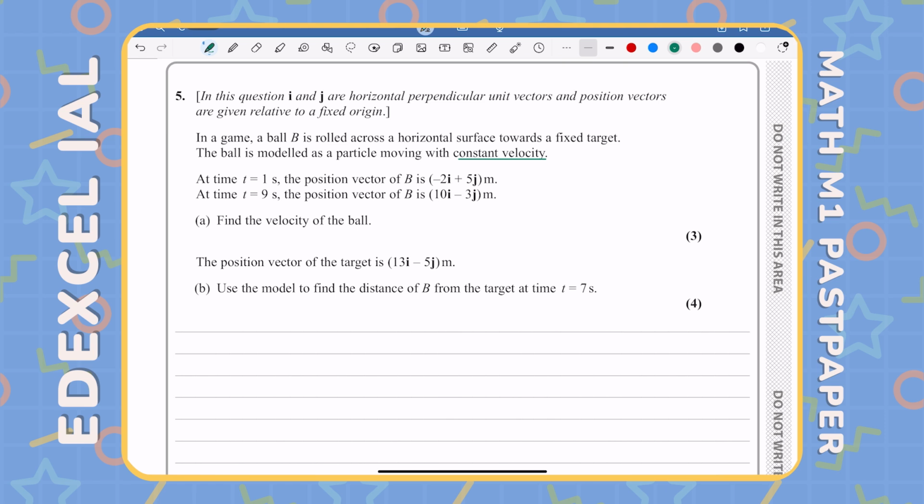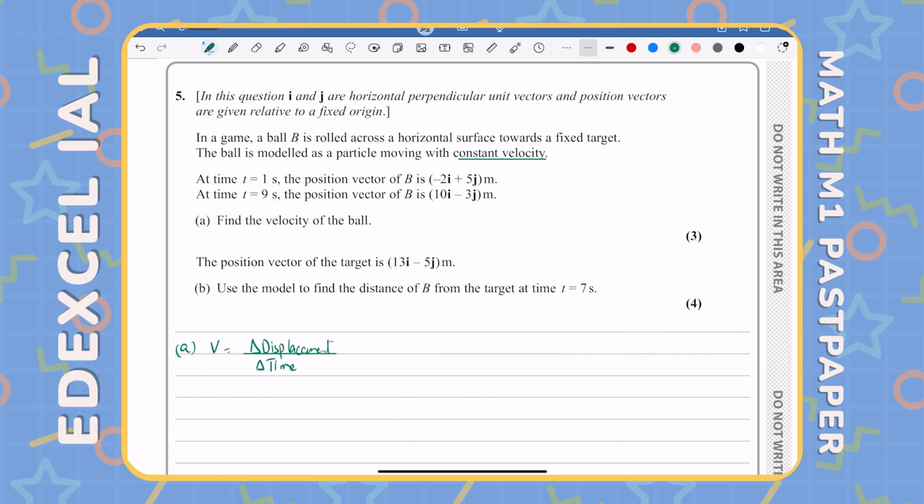At time t equals 1 second, the position vector is so and so. At time 9 seconds, it's so and so. Find the velocity of the ball. So what is velocity equal to? Velocity is basically equal to the change in displacement upon time. So, change in displacement over change in time.